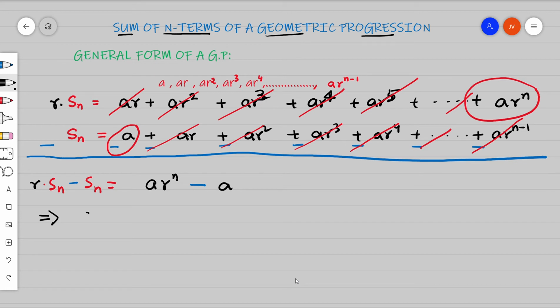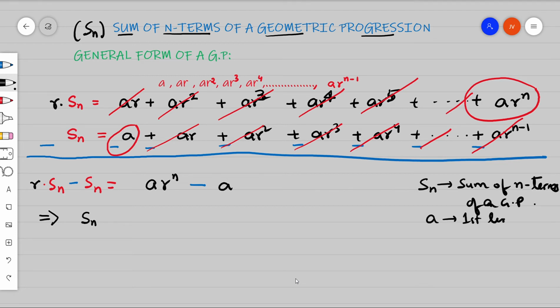Let us write this in a proper way. On the left side, S subscript n represents the sum of the first n terms of a geometric progression, not any n terms, it is from the beginning. A represents the first term, small r represents the common ratio, which is the second term divided by the first term, or the next term divided by the previous term, and n is the exponent of the common ratio. So these are the letters that we are using.